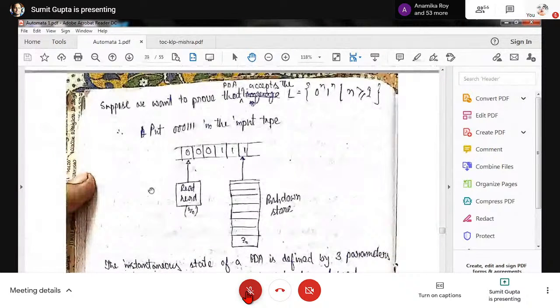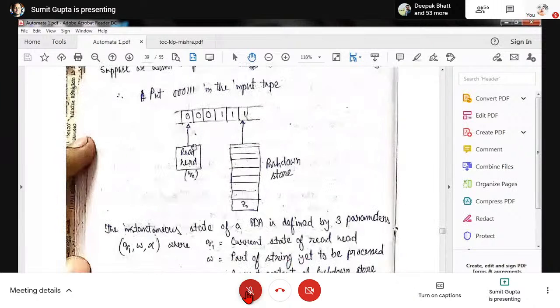So now look over here. Suppose we want to prove that a PDA accepts the language L equals 0 to the power n, 1 to the power n, such that n is greater than or equal to 1. If we want to prove this using the PDA concept, what will we put over here? Suppose we take n as 3, so we'll have 3 zeros and 3 ones. That would be kept in the input tape: 0, 0, 0, 1, 1, 1. This is just for a sample demonstration where we have taken n equal to 3. There will be a read head initially pointing at Q0. There is a pushdown store, which initially has Z0, the pushdown symbol.